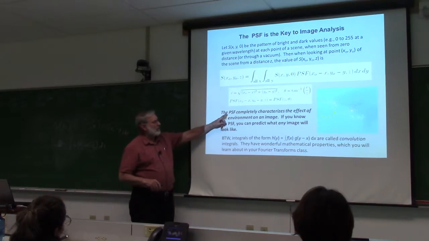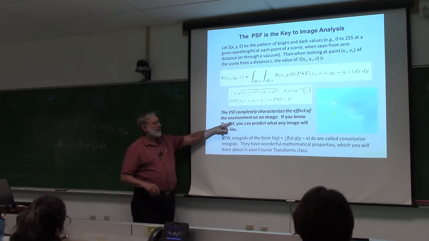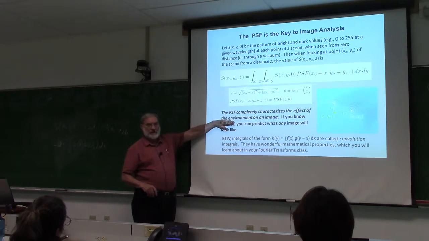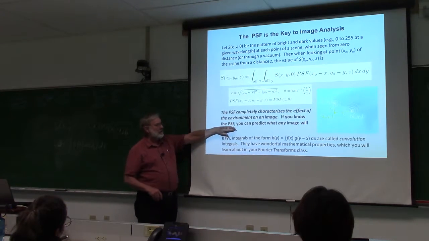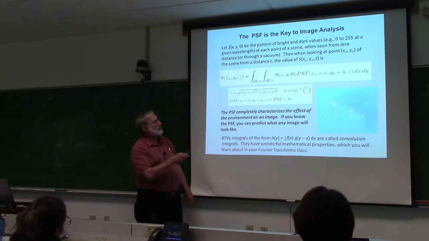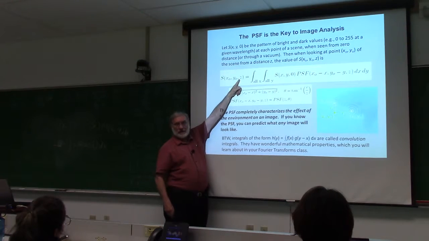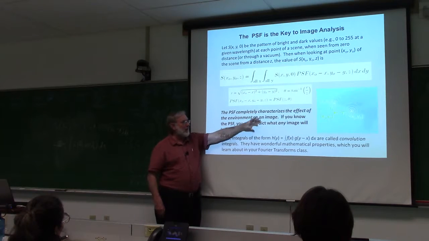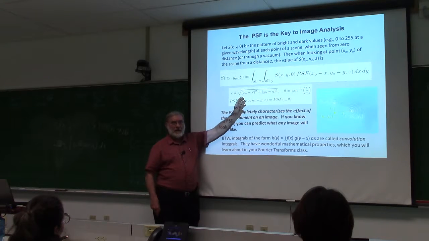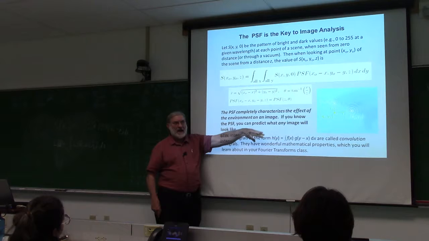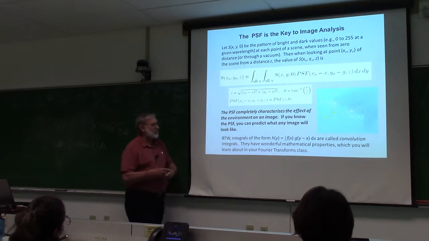So the point spread function completely characterizes the effect of the environment on an image. If you know the point spread function, then you can give me what the image looks like up close, I can do this integration, and I can tell you what the image will look like some distance away. So that's why everything done in evaluating image quality is usually done in terms of point spread functions.